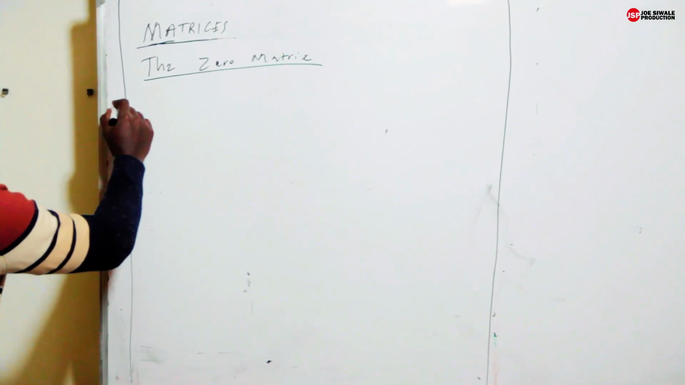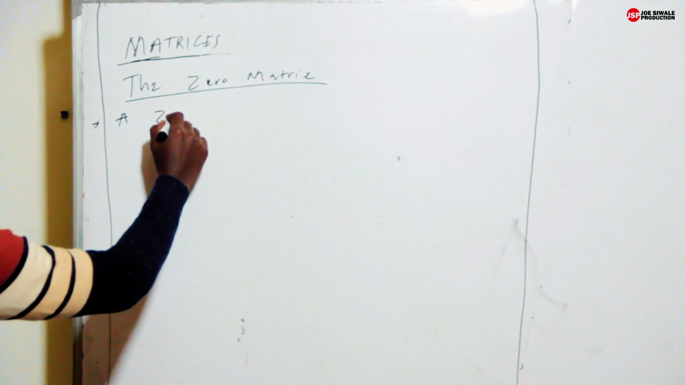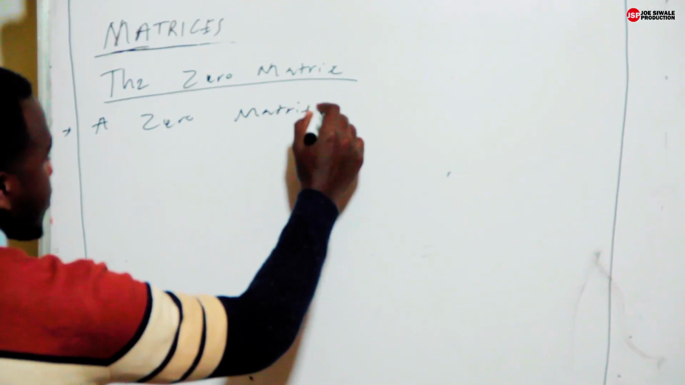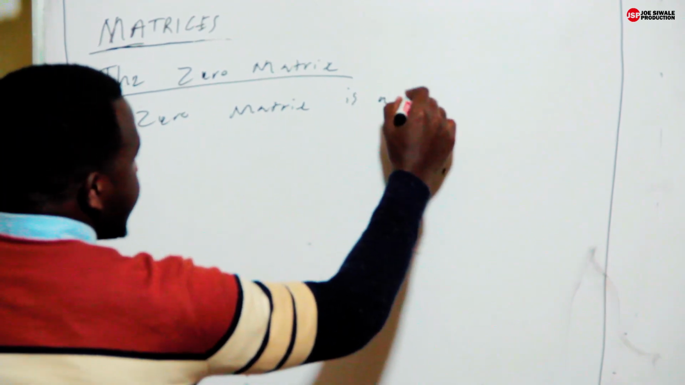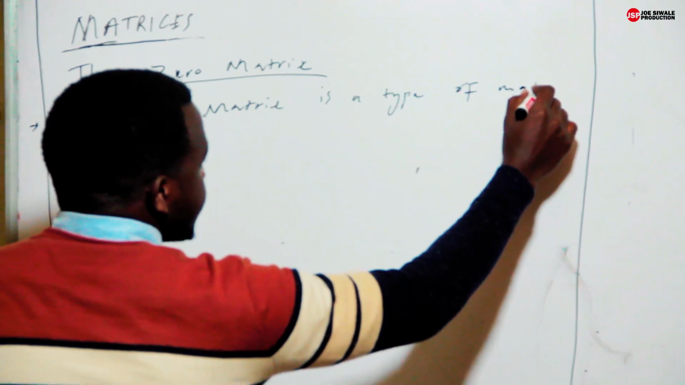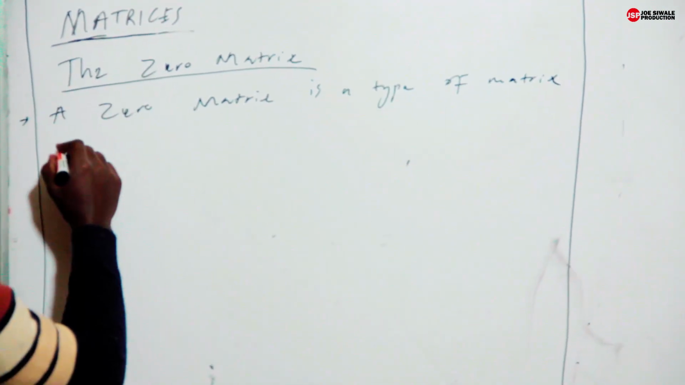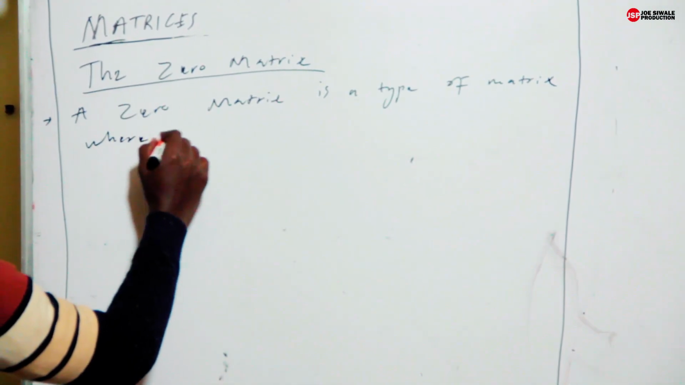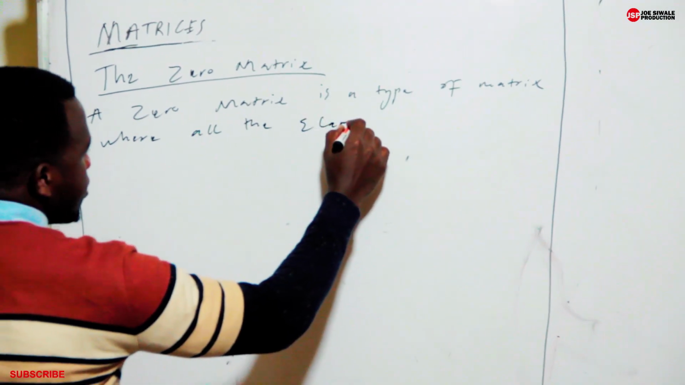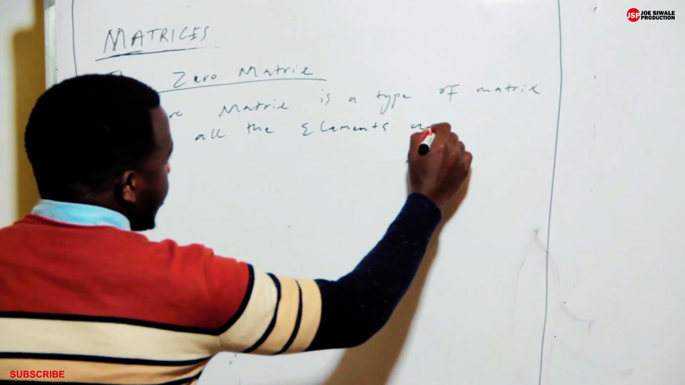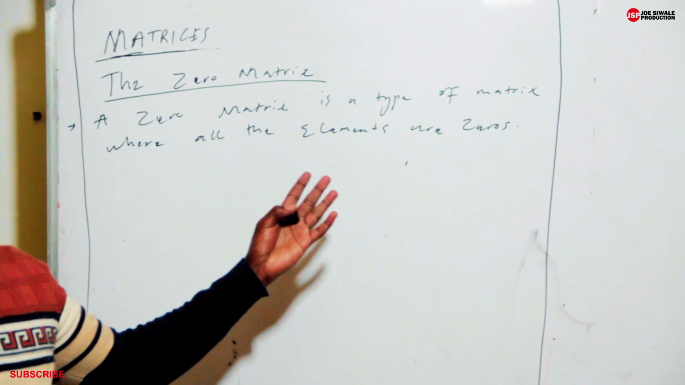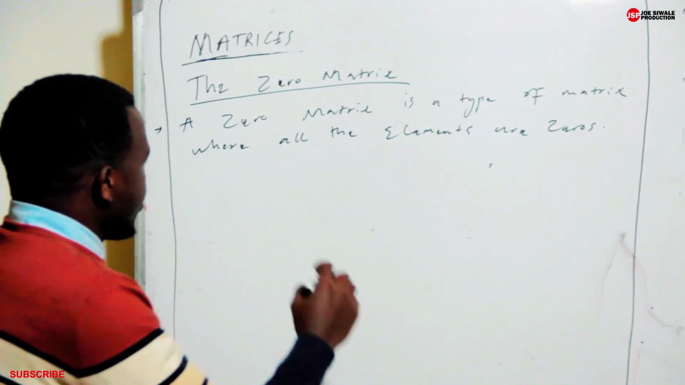So I've said a zero matrix is a type of matrix where all the elements are zeros. And let us look at the examples of zero matrices. So, examples.